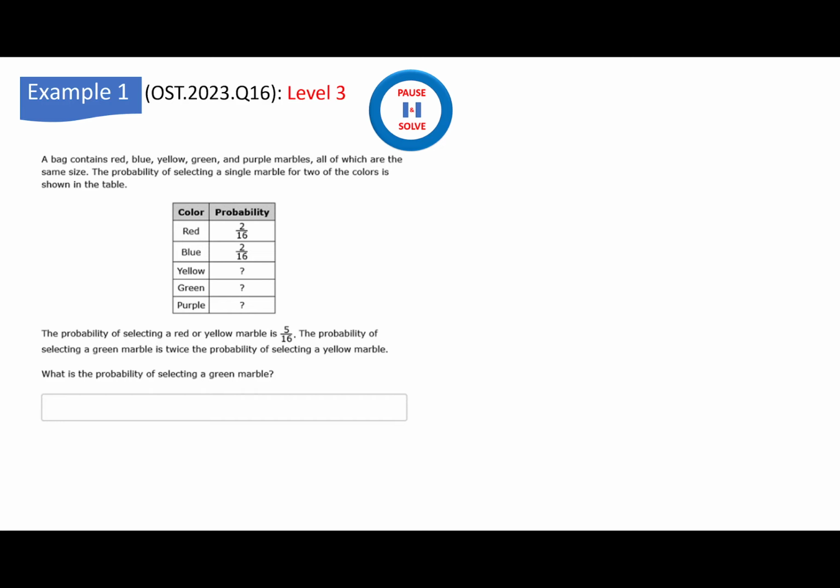Example 1. A bag contains red, blue, yellow, green, and purple marbles, all of which are the same size. The probability of selecting a single marble for 2 of the colors is shown in the table. This is given, and this is given. The probability of selecting a red or yellow, which do not happen at the same time, is 5/16, is given. The probability of selecting a green is twice the probability of selecting a yellow. What is the question? What is the probability of selecting a green marble?